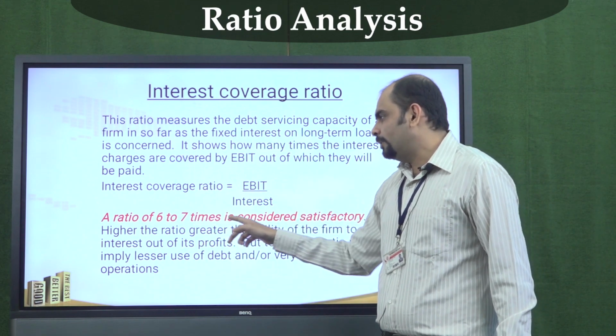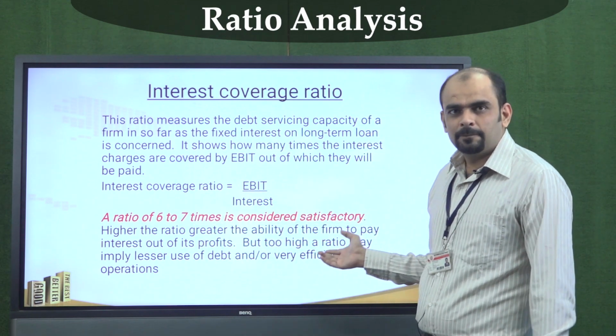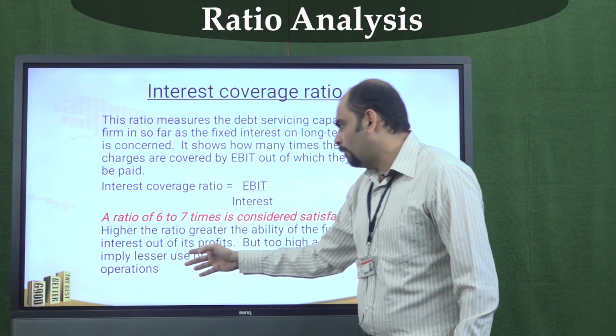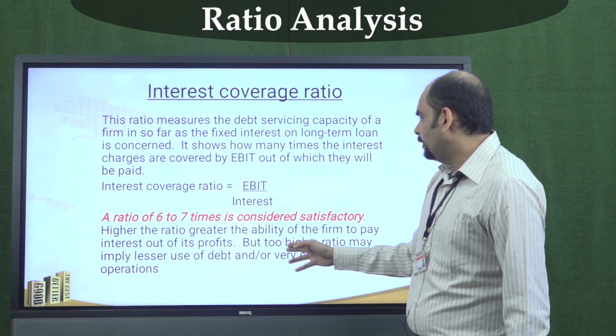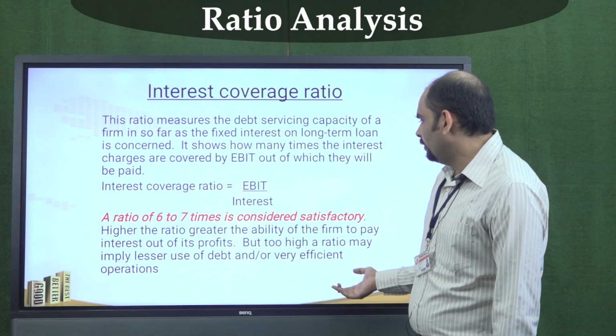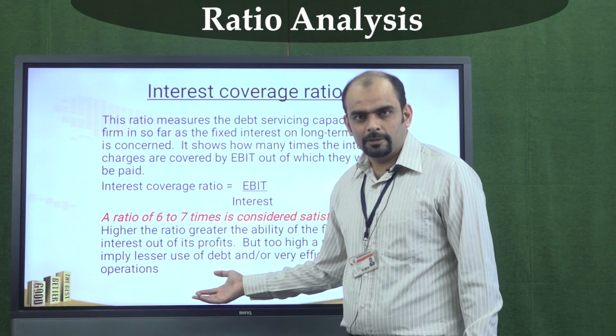A ratio of 6 to 7 times is considered satisfactory. The higher the ratio, the greater the ability of the firm to pay interest out of its profits. But too high a ratio may imply lesser use of debt and very efficient operations. So this way.